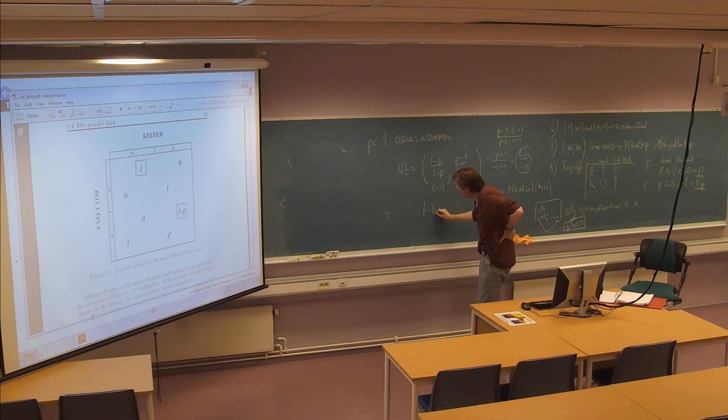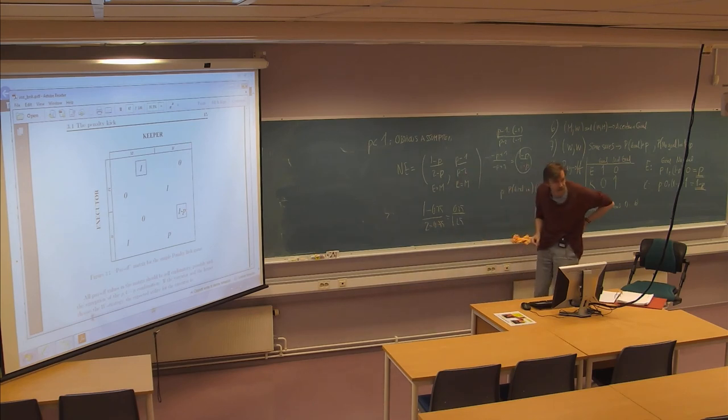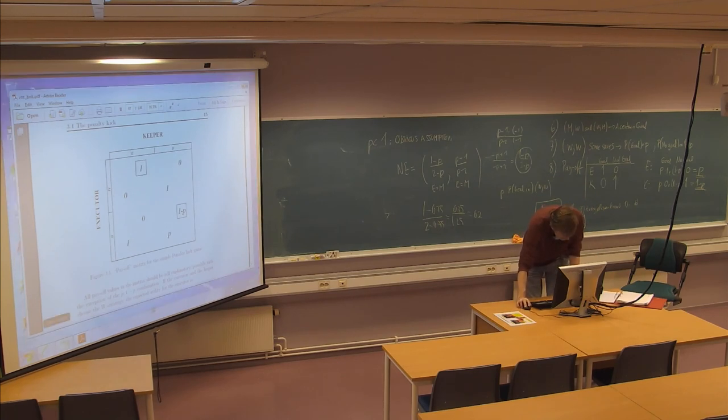1 minus 0.75 over 2 minus 0.75, that is 0.25 over 1.25, isn't it? If you subtract on the top and the bottom of this fraction, this turns out to be around 0.2. Not even around, I think it's exactly 0.2, isn't it? We can test that. We have a calculator here. 0.25 divided by 1.25, that equals, yes, it was exactly 0.2.